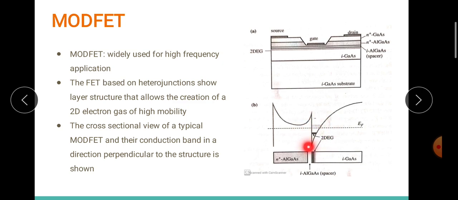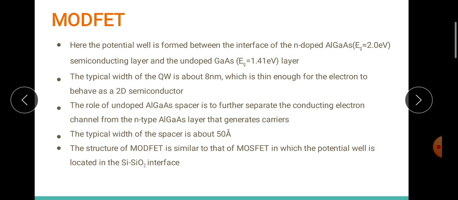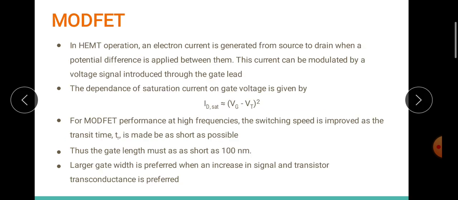Again, see here we have the quantum well formation, or potential well formation. This is again similar to the potential well formed at the silicon dioxide interface, isn't it? In the case of MOSFET, we had the channel formation at the silicon dioxide interface. So again, there is a big similarity. And in the case of MODFET, or HEMT, the electron current is generated from the source to drain when a potential difference is applied. And you can modulate the current by applying a voltage at the gate terminal. This is the same thing that happens in the case of MOSFET.